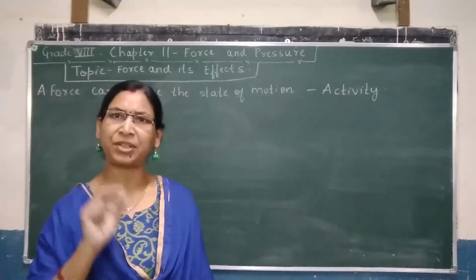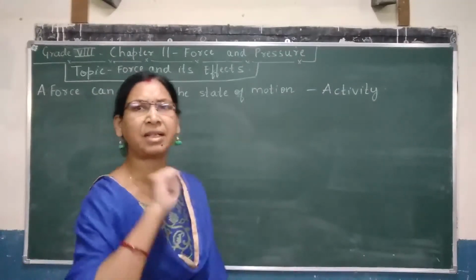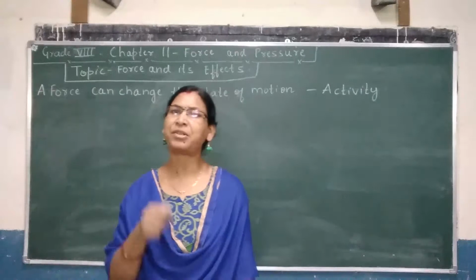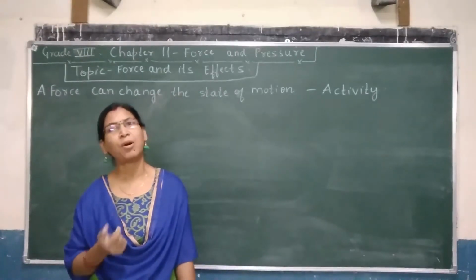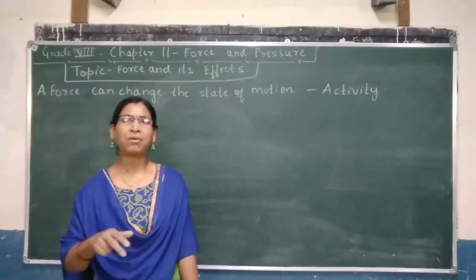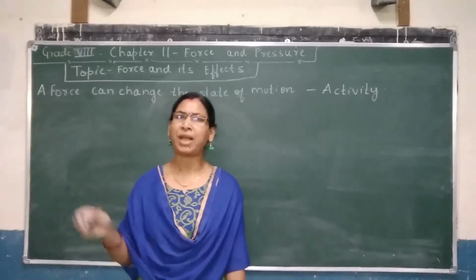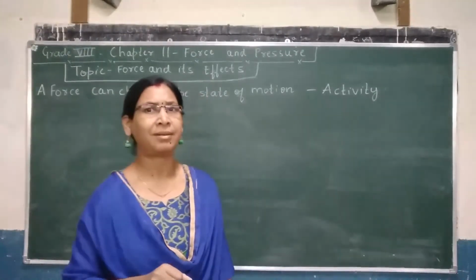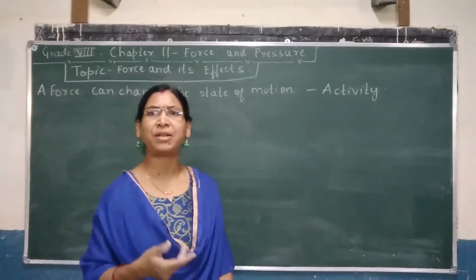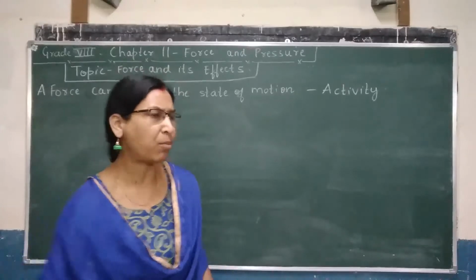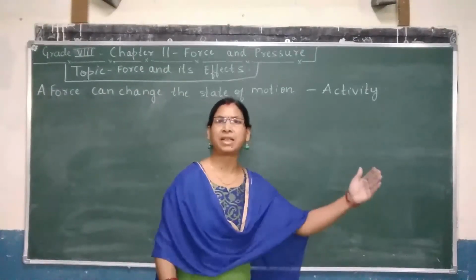What we did? One stationary ball we kept on a level surface and then pushed it gently. The ball starts moving. Now while it was still moving, we applied a little more force. Then what happens? The speed of the ball increased. Next, place your palm in front of the moving ball. Suppose the ball is moving with speed, just try to place your palm there. Then let us see what happens.